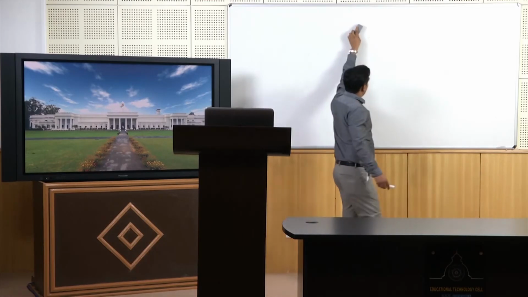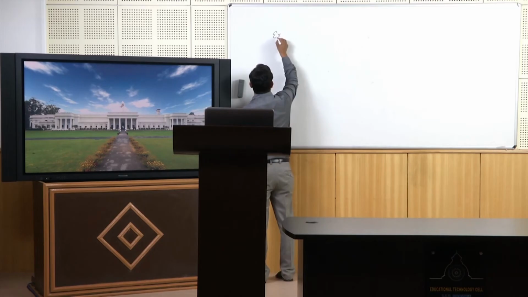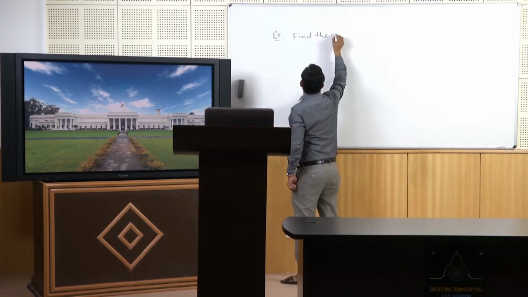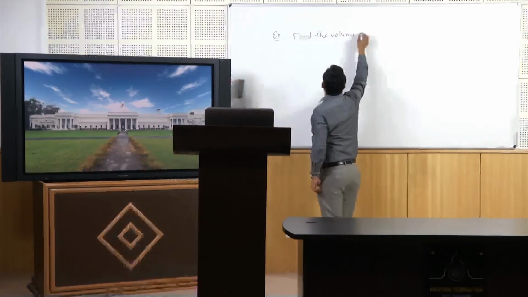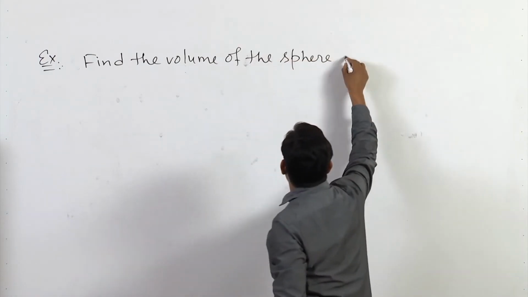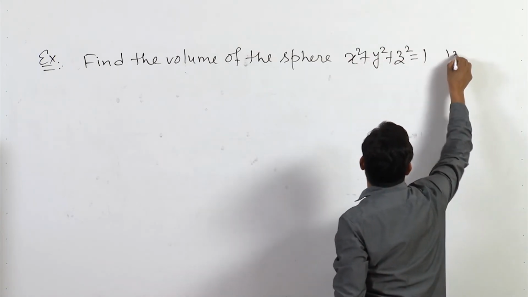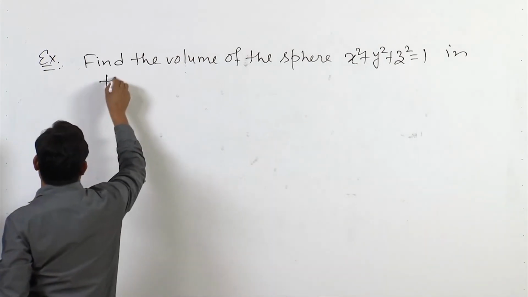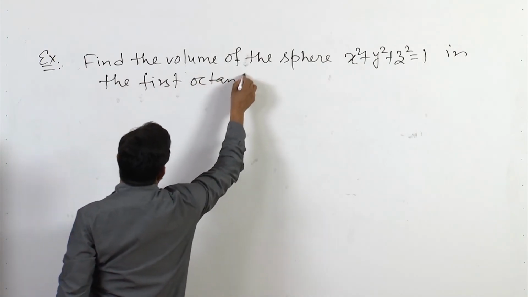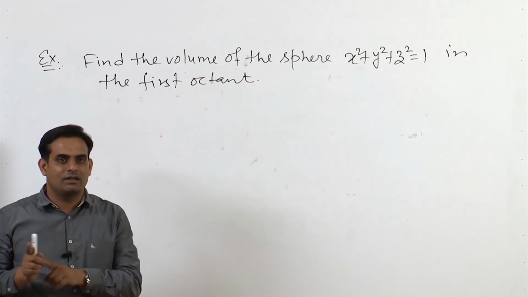Another example I am taking is quite simple. The example is: find the volume of the sphere x square plus y square plus z square equals 1 in the first octant. Why am I writing first octant? Because I need to put the condition that x, y, z should be non-negative.